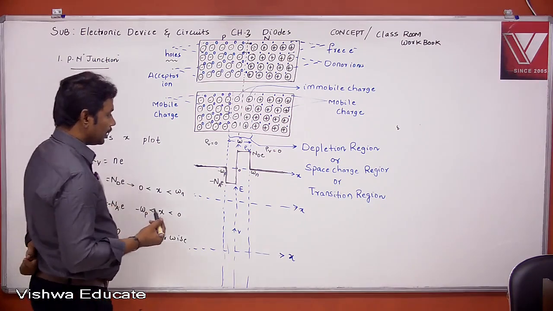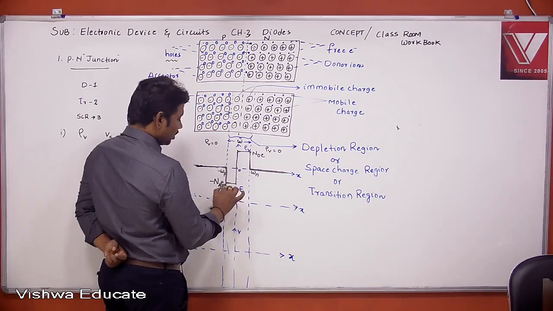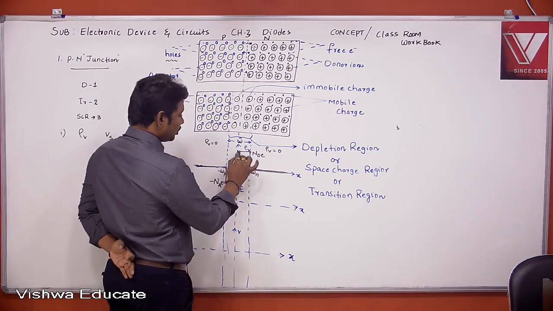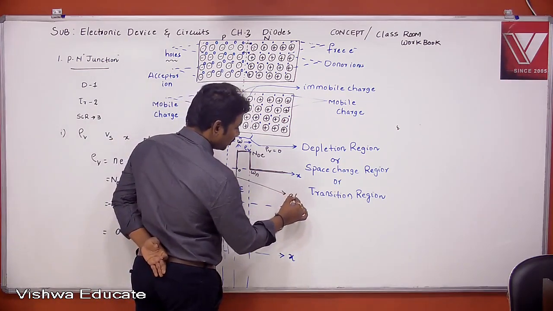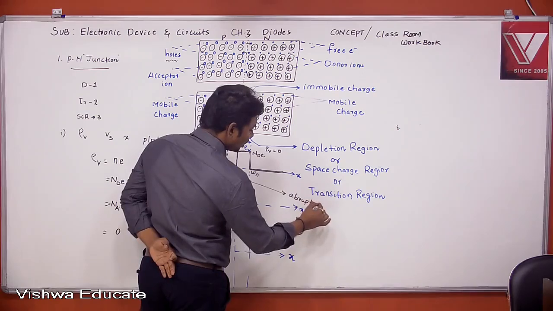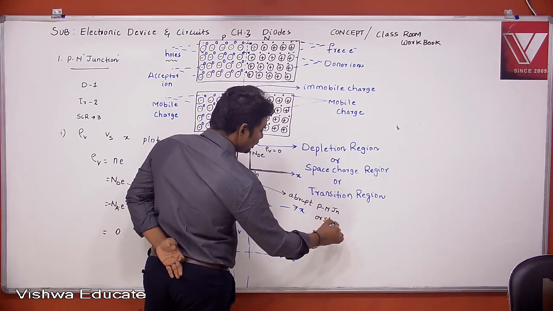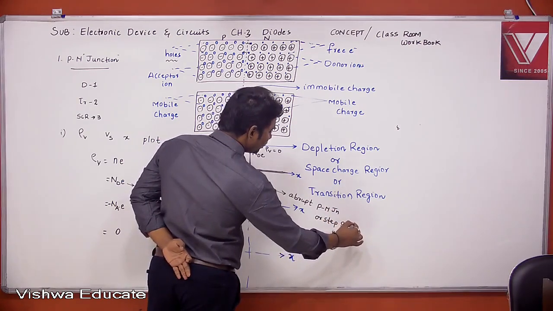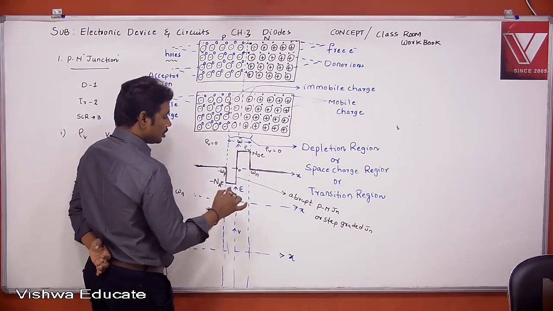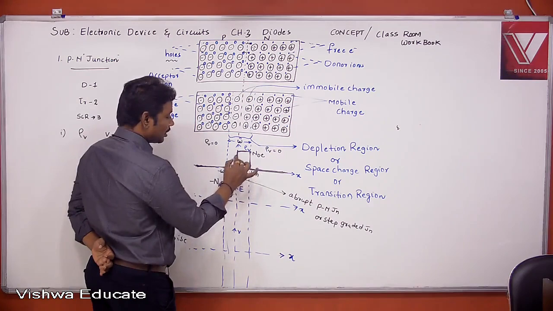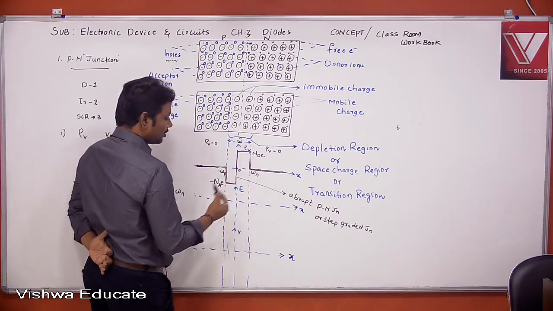And one more point here. At the junction, the acceptor concentration suddenly changes to donor concentration. Such PN junctions are called abrupt PN junction or step graded junction. Why is it named abrupt? Abrupt means sudden change. Here the acceptor concentration suddenly changes to donor, or the donor suddenly changes to acceptor. That's why it is named abrupt.